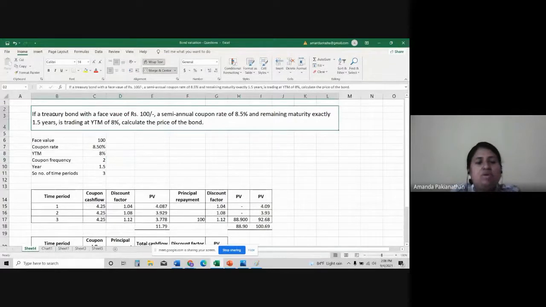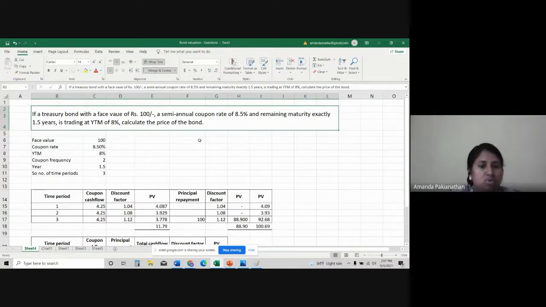If a treasury bond with a face value of 100, a semi-annual coupon rate of 8.5%, and the remaining maturity exactly 1.5 years, is trading at a yield to maturity of 8%, calculate the price of the bond. Now here I'm trying to find the value of the bond midway. It's not a newly issued bond, it's already issued, but it has a remaining time period. I need to know the real, actual, true value of that bond.